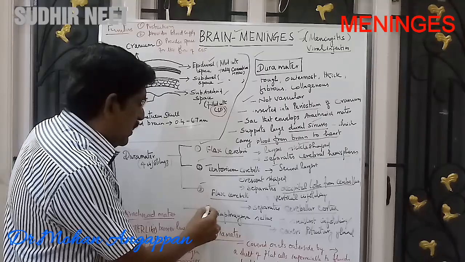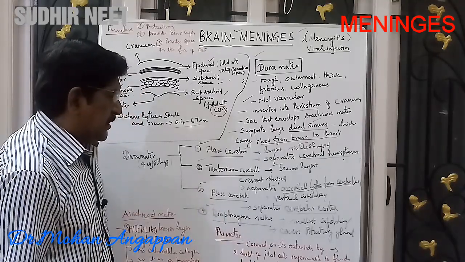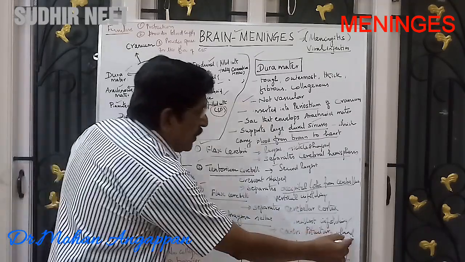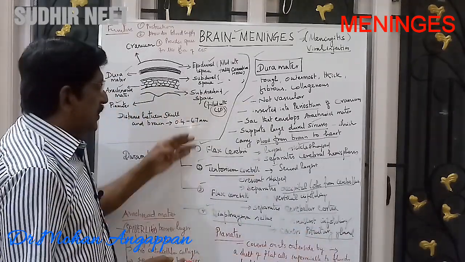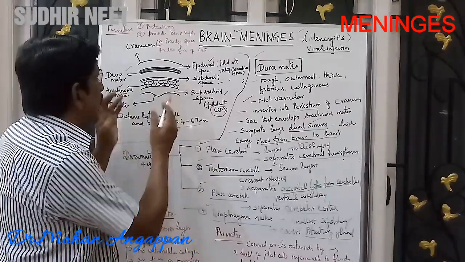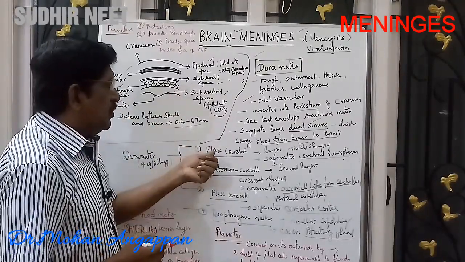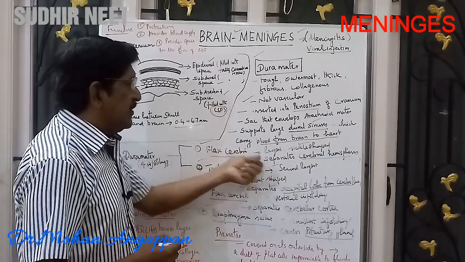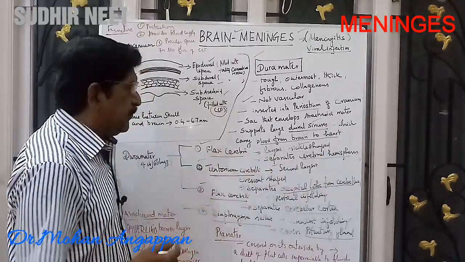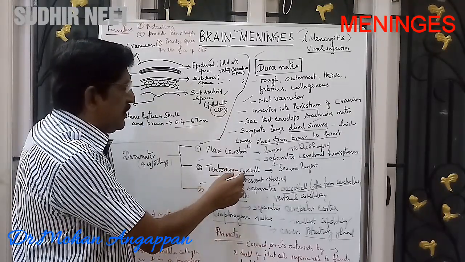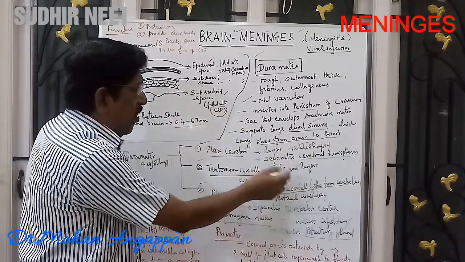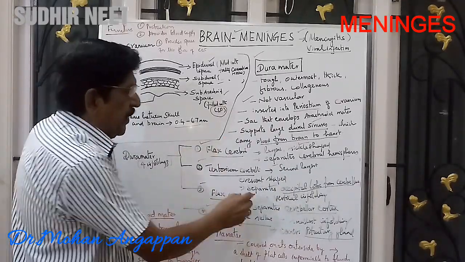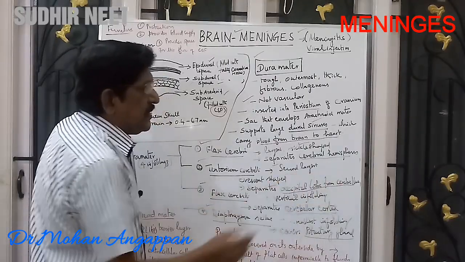Number 4, diaphragma sellae, is the smallest infolding that covers the pituitary gland. So I repeat, there are 4 infoldings of the DURAMATER. Outermost, largest, sickle shaped infolding is falx cerebri that separates the cerebral hemispheres. Second one, tentorium cerebelli, second largest, a crescent shaped infolding that separates the occipital lobe from the cerebellum.